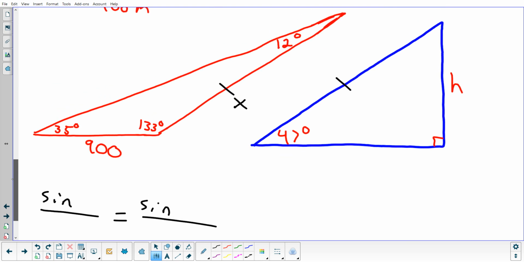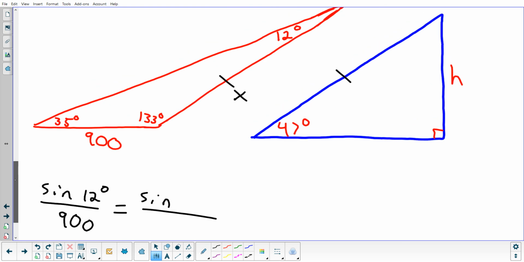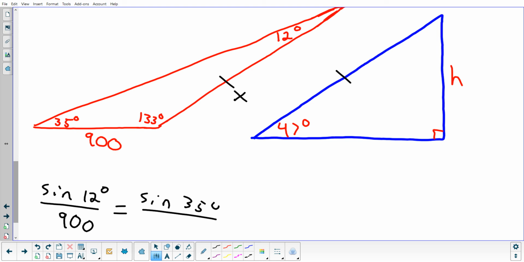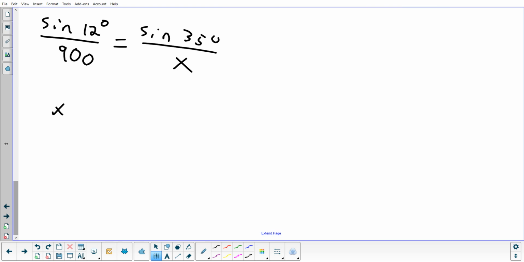So can anybody fill that in for me and tell me how I would solve for x? Yeah. Sine 12 over 900. Yep, sine of an angle divided by what's across from it. That would be one row in your table. And then how about over here? Sine 35 over x. Sine of an angle divided by what's across from it. Exactly. And x is really the hypotenuse of the blue triangle. Let's solve for x.